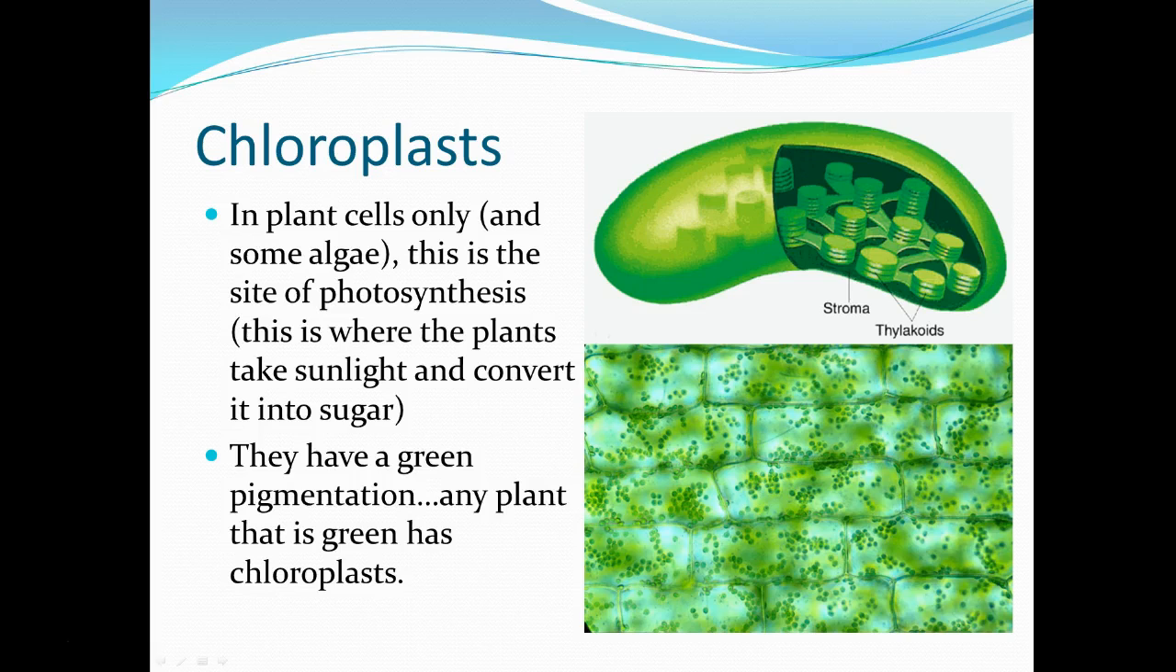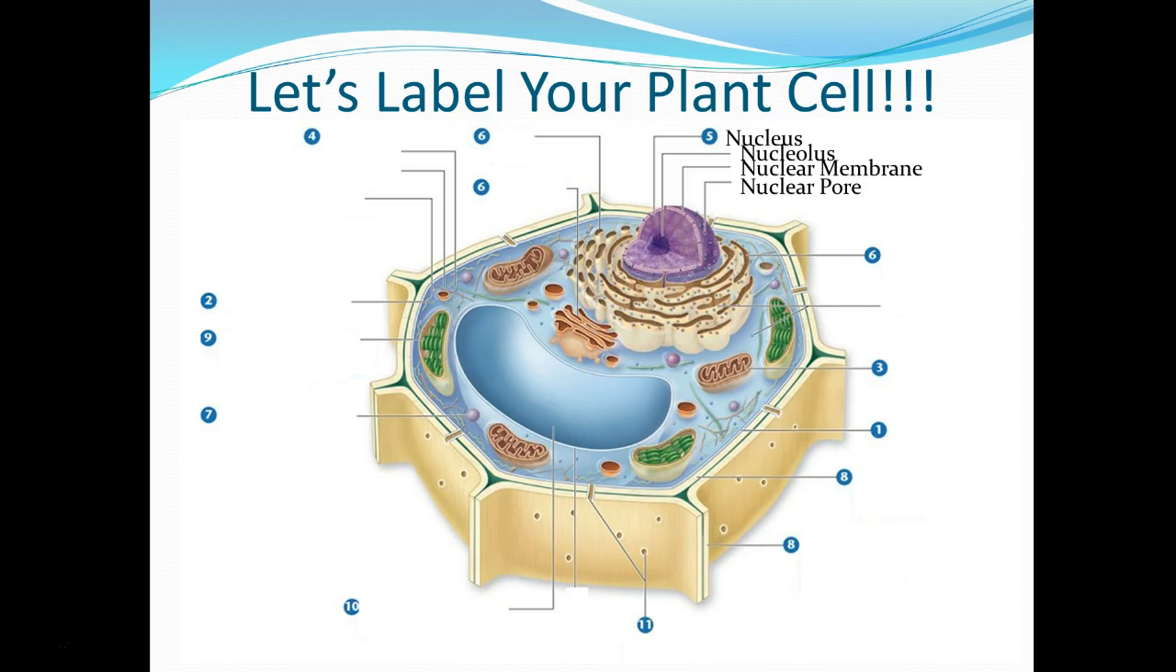Chloroplasts, these are found only in plant cells. It says some algae, but nearly all algae have chloroplasts. And chloroplasts is where photosynthesis happens. So in the lab you will have an opportunity to see this plant live, and you might even see these little chloroplasts actually moving around inside the cell. So the green pigmentation that plants have, that's because of the chloroplasts. So obviously you're not going to see these in your animal cell.